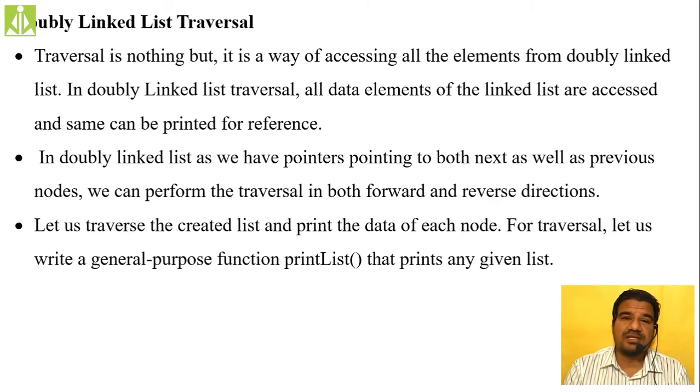But whereas in a doubly linked list, we have links, pointers to point in both directions. The next pointer will point to the next node and the previous pointer will point to the previous node. So we'll have links in both directions.